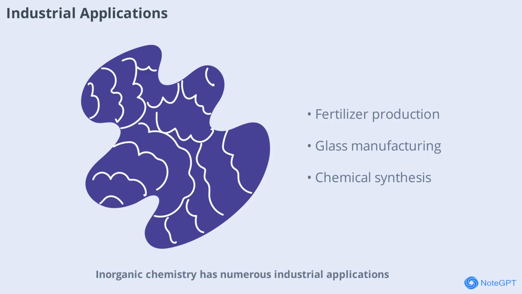Inorganic chemistry has numerous industrial applications, from the production of fertilizers and glass to the manufacturing of metals and chemicals. Processes like the Haber process for ammonia synthesis and the extraction of metals are central to modern industry. Understanding these applications helps connect theoretical knowledge to practical uses in the real world.